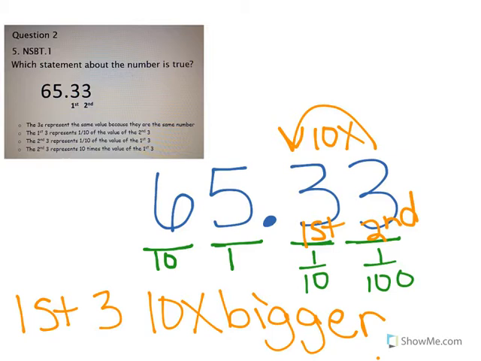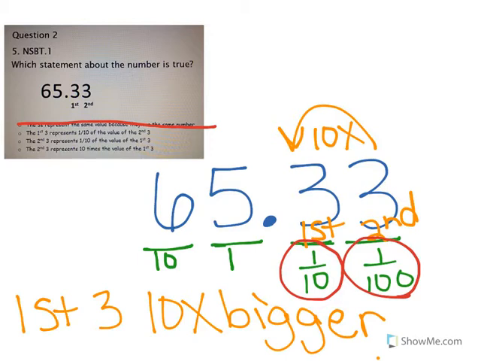Okay, the first statement says, the threes represent the same value because they are the same number. Yes, they are the same number. They're both 3. But this 3 is 1/100th, and this 3 is 1/10th. So I'm going to eliminate the first one. It's not true.